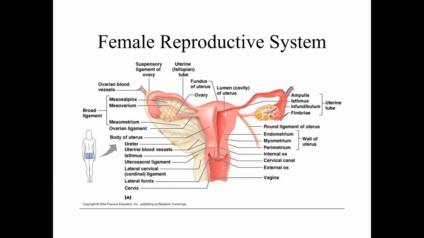The fimbriae, fimbriae means finger, and what the fimbriae do is they generate a current to draw the egg after it gets released into the uterine tube.